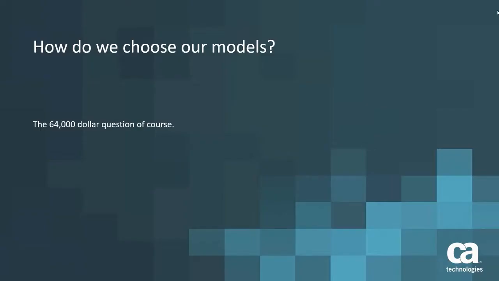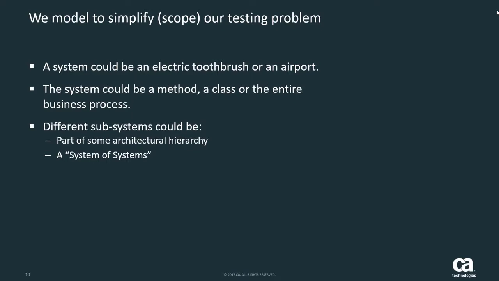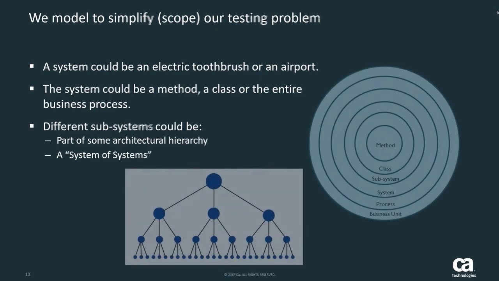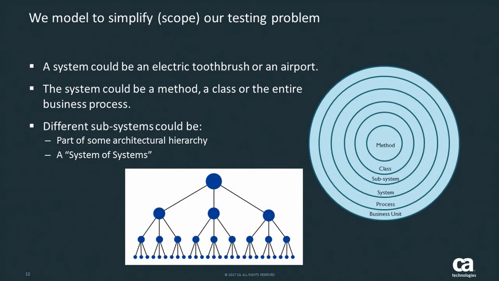So how do we choose which model to use and when? And this clearly is the most important question of all. Well, firstly, we model to simplify or scope our testing problem. So your system as a whole could be something as simple as an electric toothbrush, or it could be an airport, a huge enterprise. The system could be a single method in a small piece of software or a class, or it could be the entire business process.